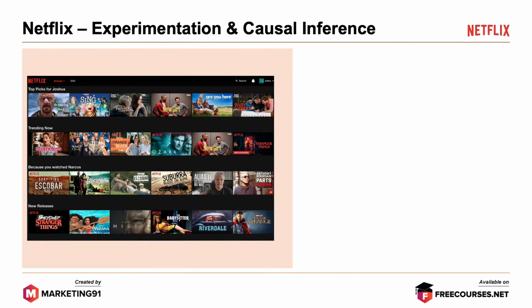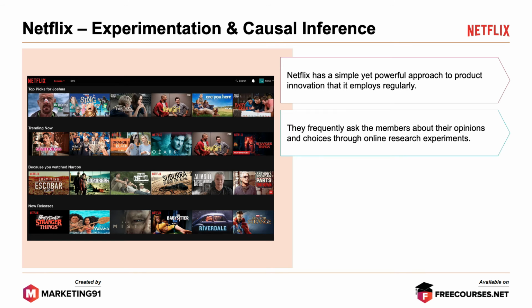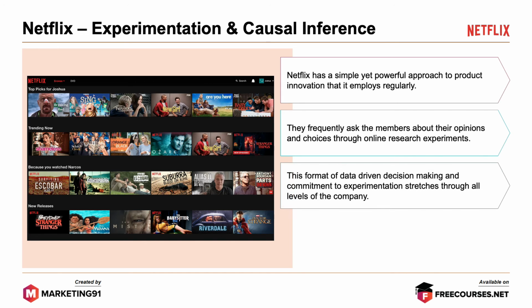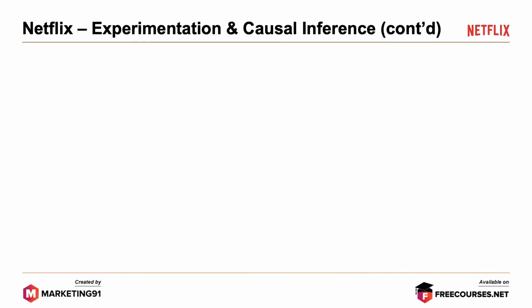Now let's look at an example of Netflix and its research methodology. Netflix Experimentation and Causal Inference. Netflix has a simple yet powerful approach to product innovation that it employs regularly. They frequently ask the members about their opinions and choices through online research experiments. This format of data-driven decision-making and commitment to experimentation stretches through all levels of the company. Through this experimentation, hypotheses and results are religiously analyzed.